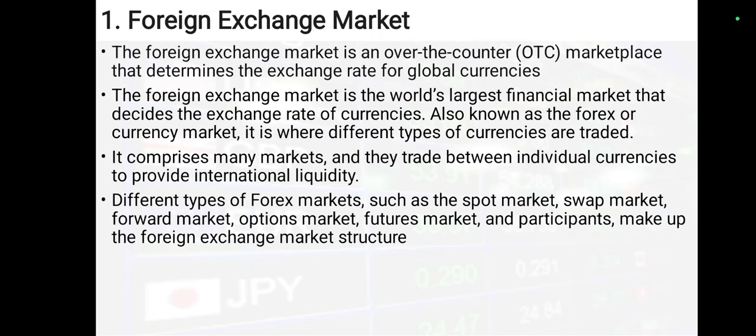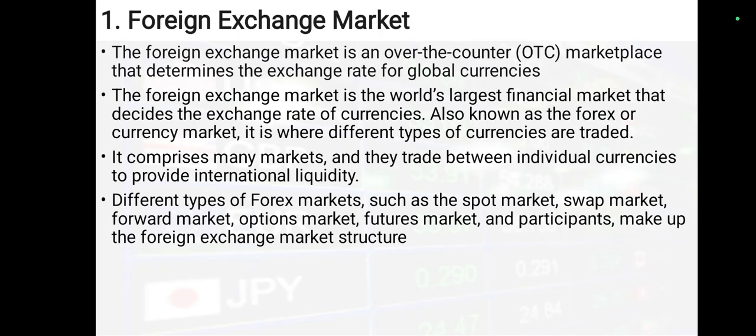It is also called the forex market or currency market. It is where different types of currencies are traded. Each and every currency of the respective countries is traded in the foreign exchange market. It comprises many markets that trade between individual currencies to provide international liquidity. International liquidity is nothing but being able to pay or receive in any denomination of various countries. It is not restricted to only the US, or only the euro or the Great Britain pound. That is international liquidity. You can convert any country's currency as per the denomination.